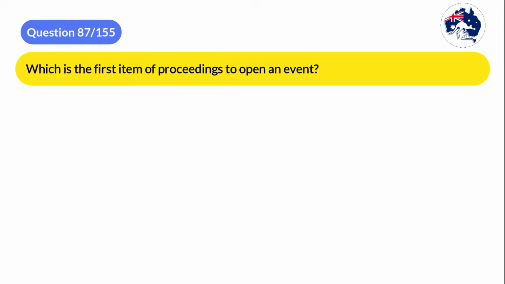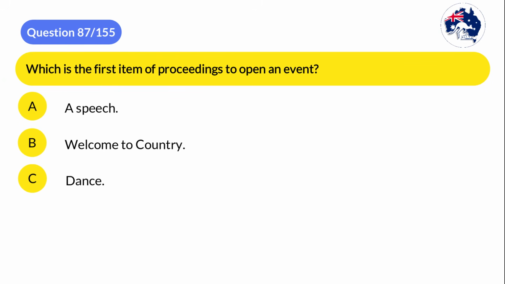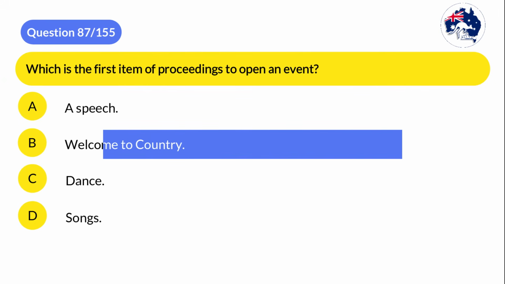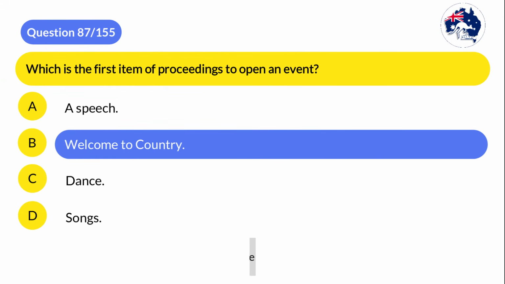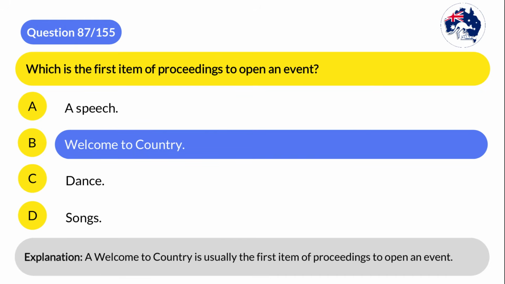Question 87. Which is the first item of proceedings to open an event? A. A speech. B. Welcome to country. C. Dance. D. Songs. The correct answer is B. Welcome to country. Explanation: the welcome to country is usually the first item of proceedings to open an event.